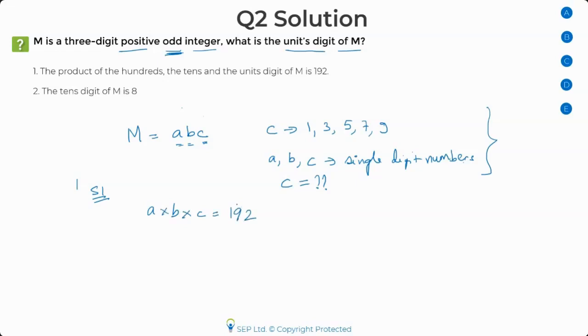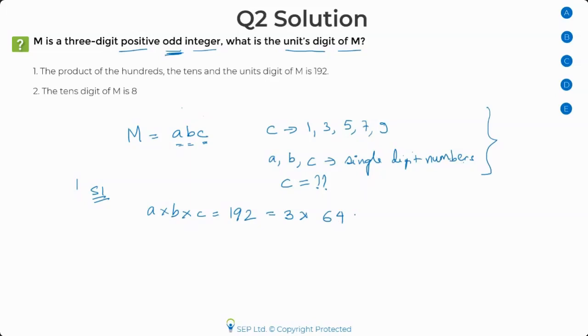Now can anyone tell me how can I break 192? Because I have on the left hand side A times B times C. So if I have to prime factorize 192, how would I break it down and what will I write 192 as? Anyone? Shweta says, yeah, we need to do prime factorization. You're absolutely correct. But what would the prime factorization give me? Sam says 2 to the power 6. That's absolutely correct. So basically, you'll have a 3. Once you take a 3, you get a 64. 64 is 2 to the power 6. So one way is to write it like this.